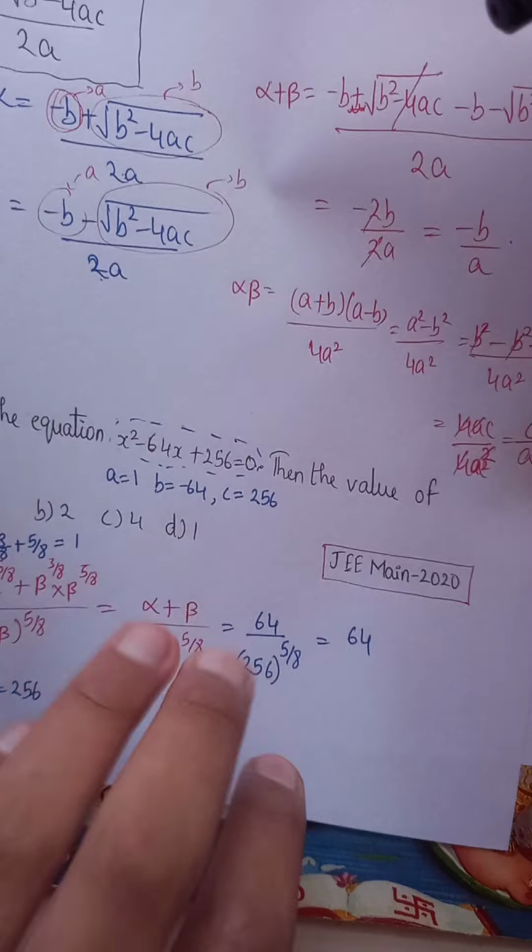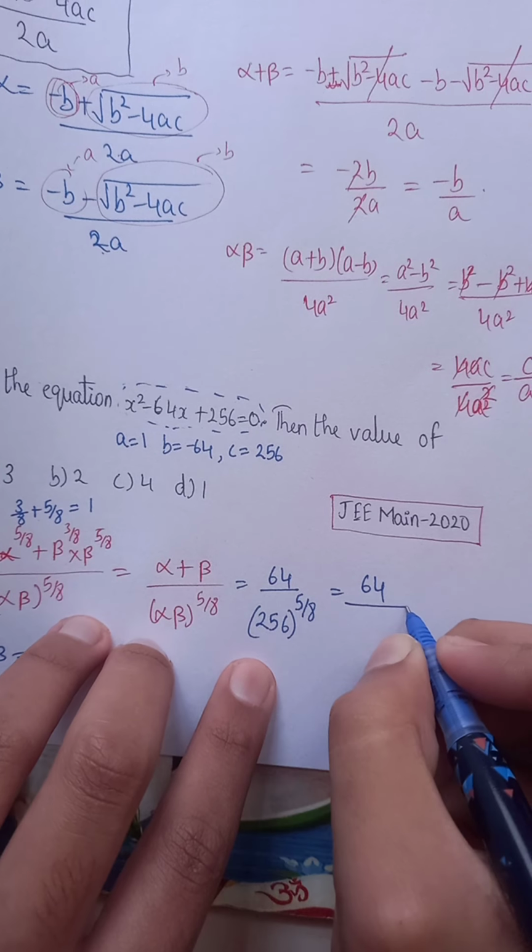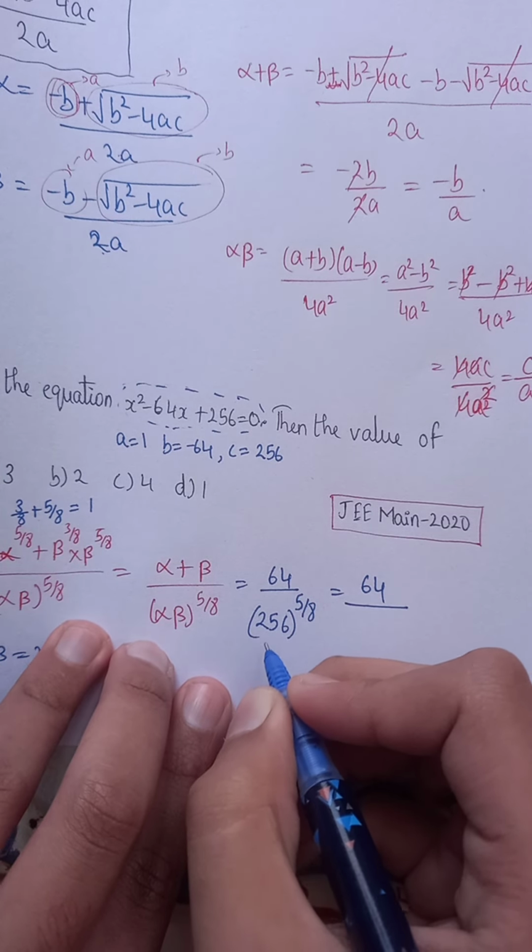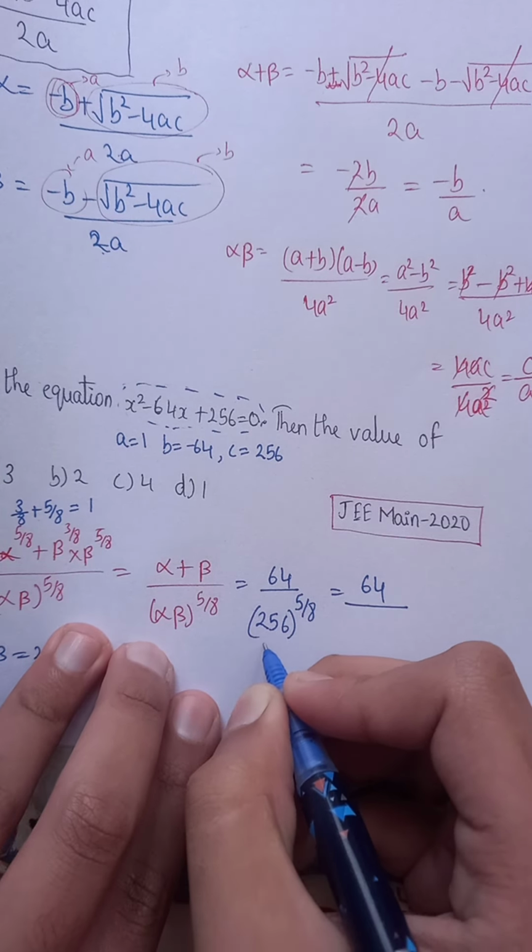Now we all know 256 is nothing but 2 to the power 8. If you multiply 2 eight times, not 2 into 8, if you're multiplying 2 into 2 into 2 like that till 8 times, you'll get the answer as 256. How do I know? I have already solved this sum, so you don't need to worry. Over a period of time, you'll also get perfect like this. So 2 to the power 8 whole power 5 by 8.